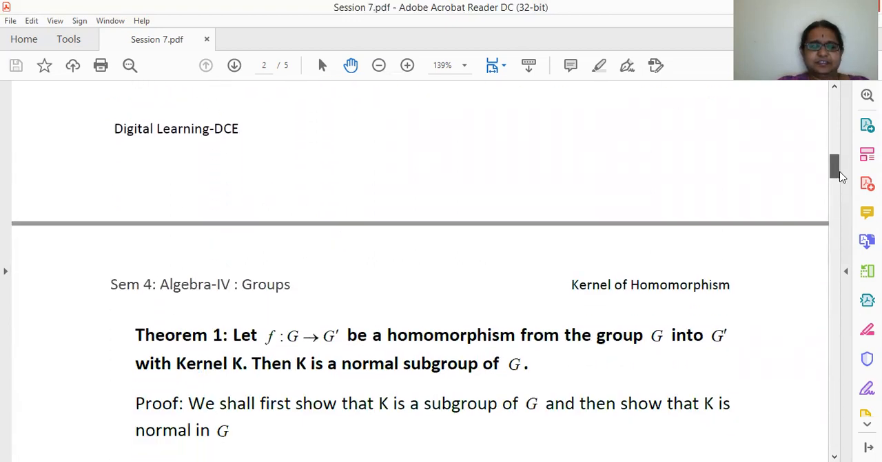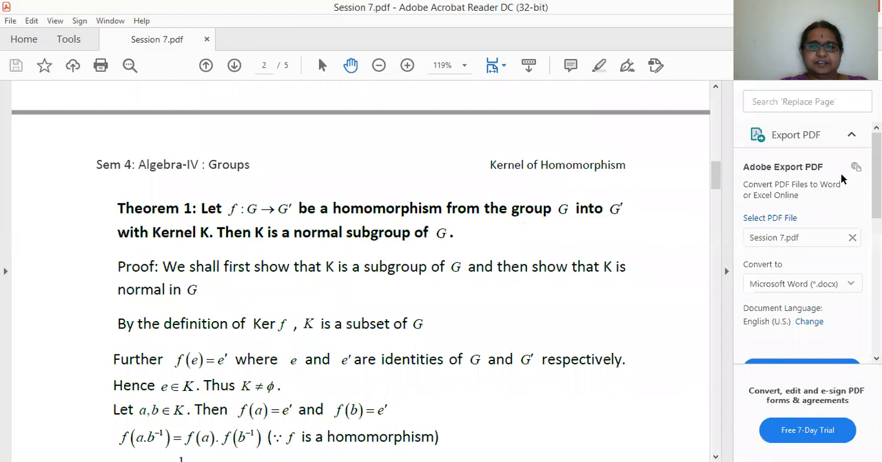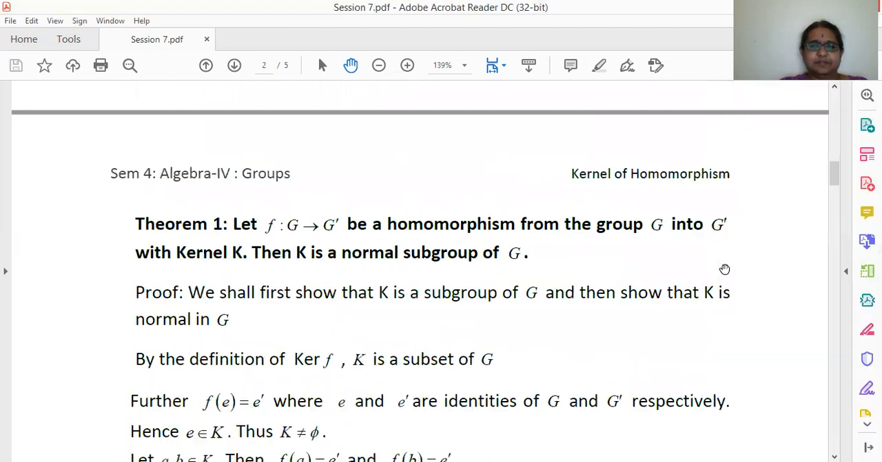Now we shall prove these theorems related to the kernel of a homomorphism, that is, the properties. Let f from G to G dash be a homomorphism from the group G into G dash with kernel K, then K is a normal subgroup of G. So here what is given is that f is a mapping from G to G dash, a homomorphism, and it has the kernel K. Now from this we have to show that K is a normal subgroup of G.